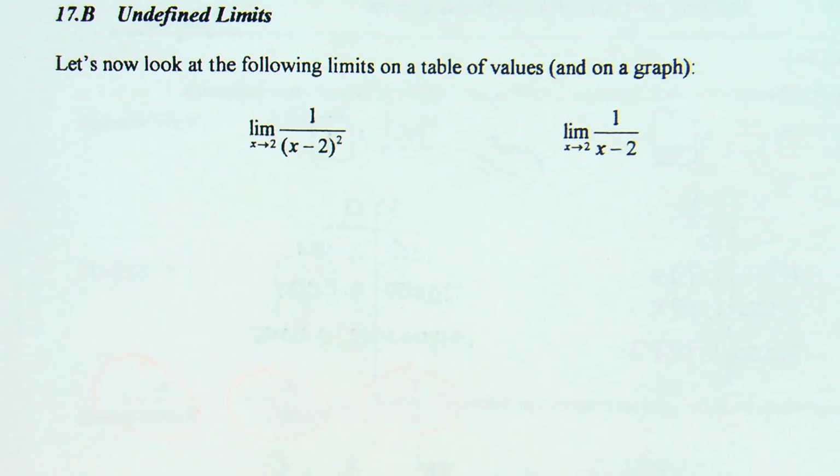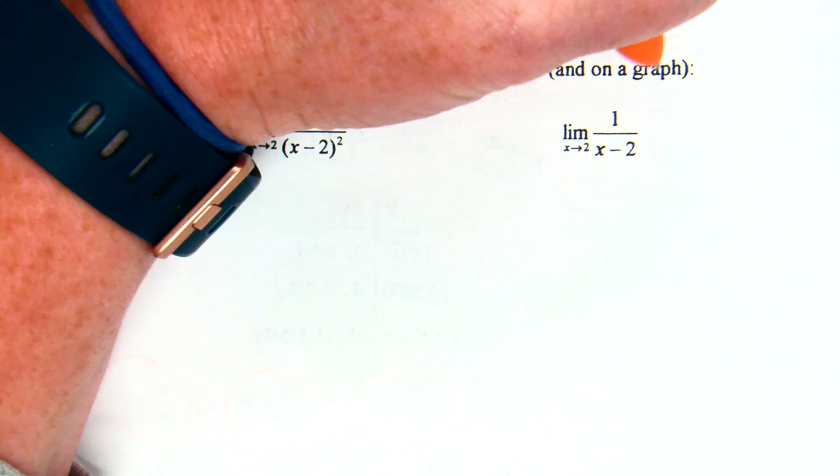Now, okay, let's look at the following limits on a table of values and on a graph. Honestly, I think I'm just all about the graph on this one. Yeah, let's focus on the graph here. We already talked about table of values some, didn't we? So let's focus on the graph.